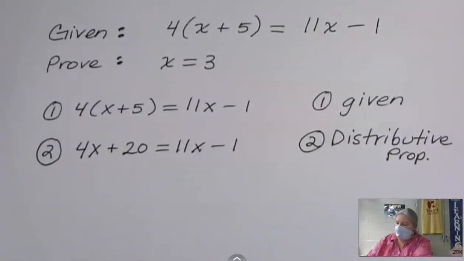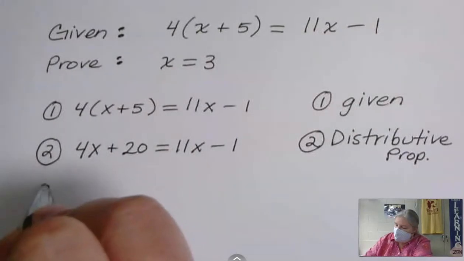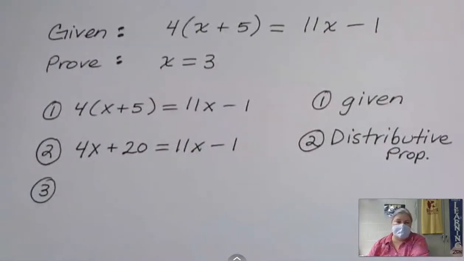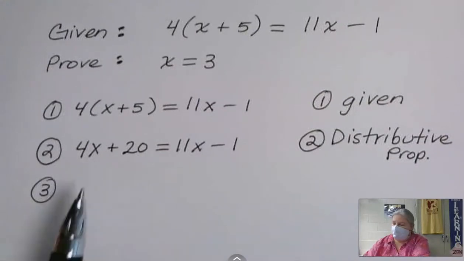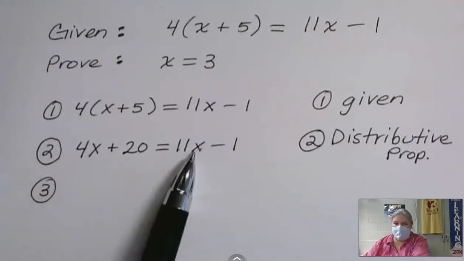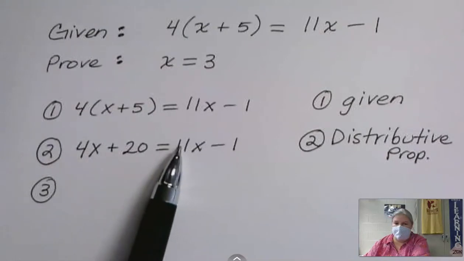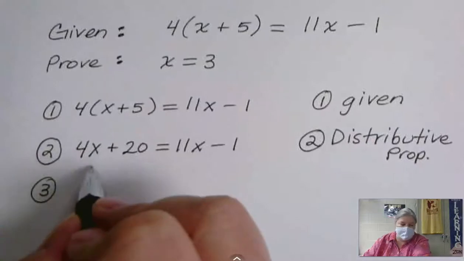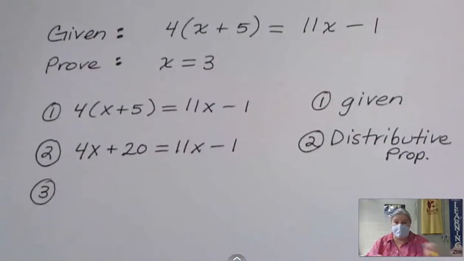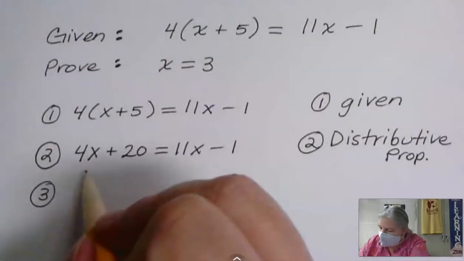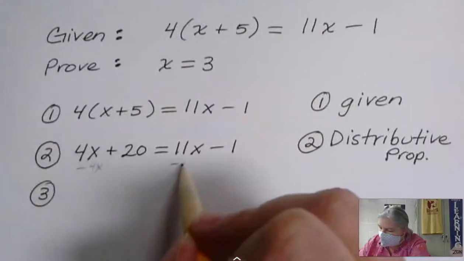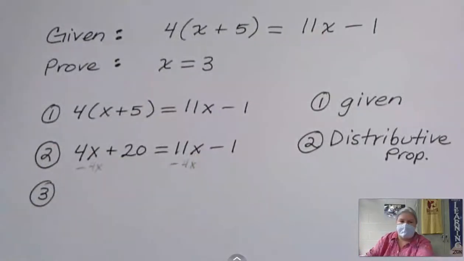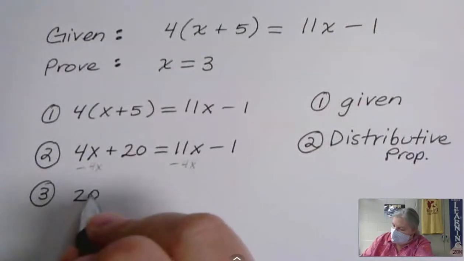Okay? Next, I need to collect my x's on one side and collect my numbers on the other side. So I think what I'm going to do is I'm going to move the x's over here because there's more of them there to begin with. There's 11 of them on this side. So I'm going to go ahead and subtract 4x. And we don't show our work in a proof, but I'm going to show it real lightly in pencil just so that you know what I'm doing. Subtracting 4x from both sides. And that gives me this.